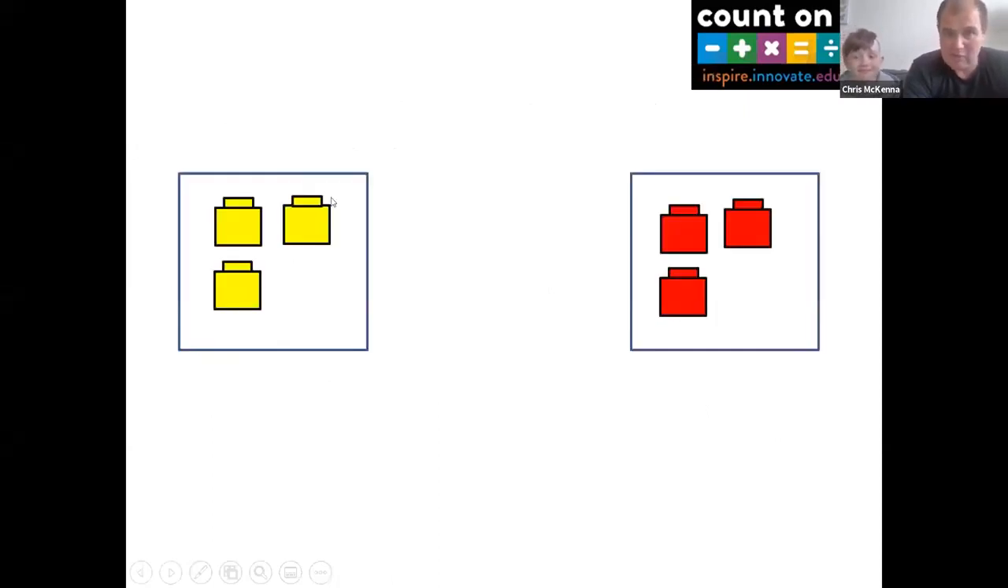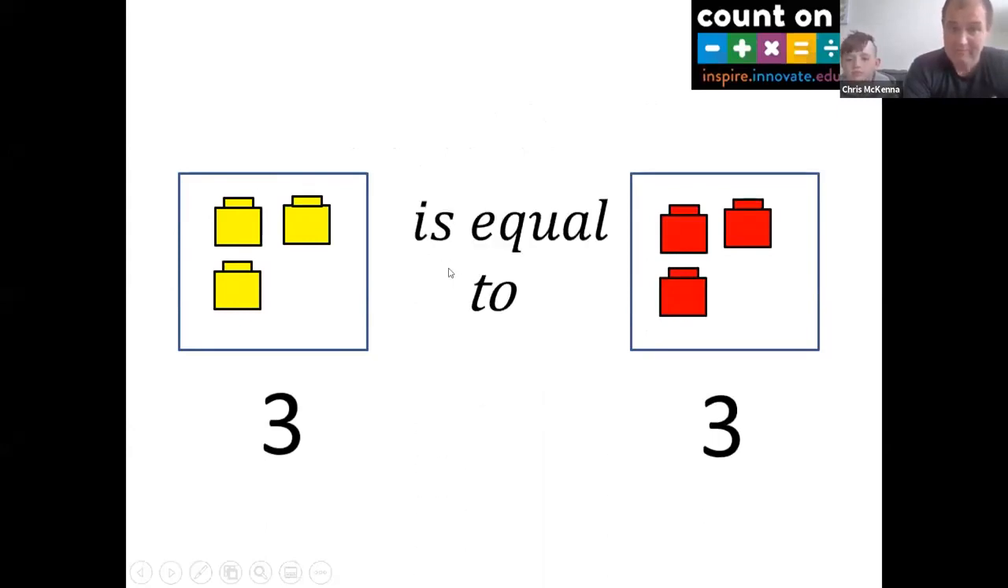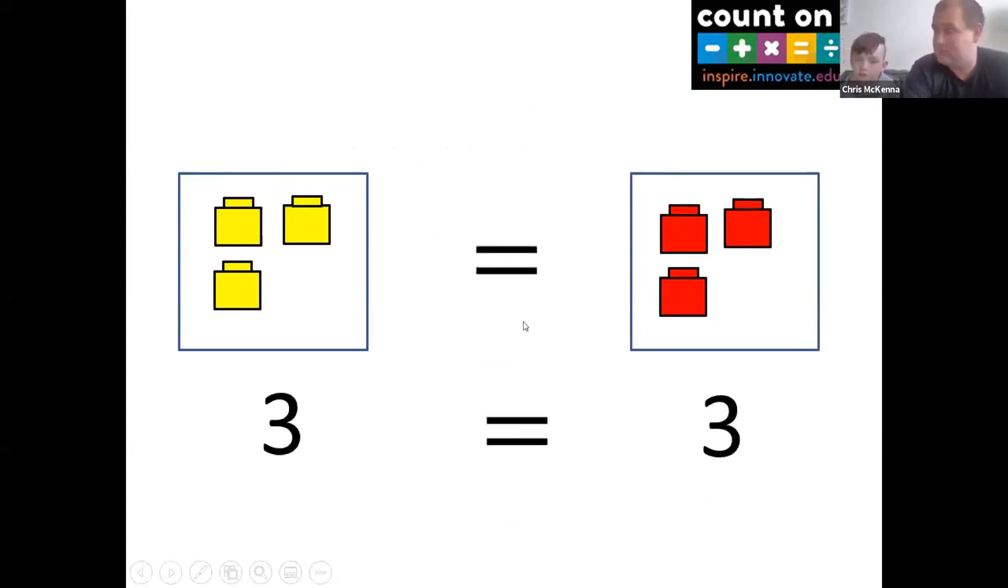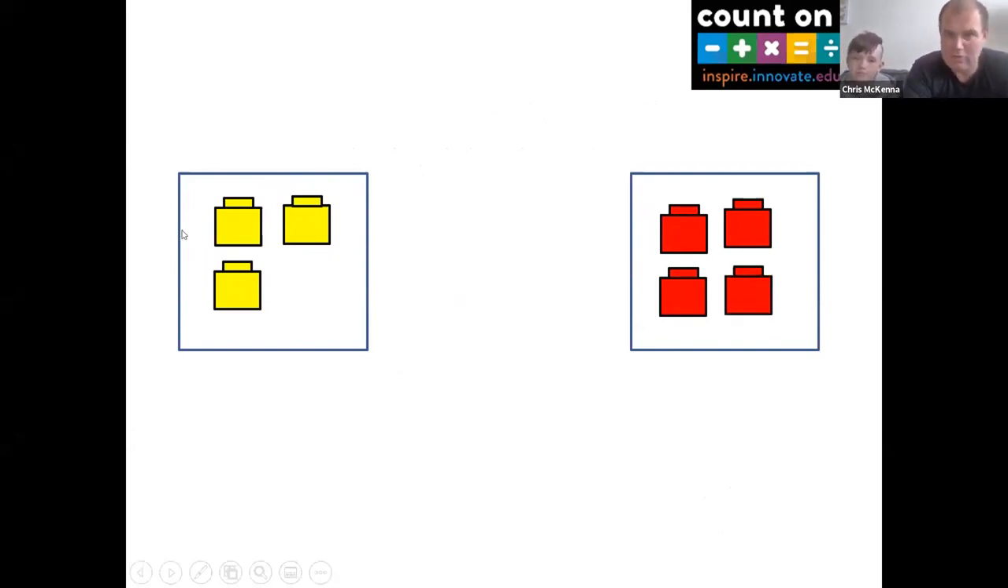So here, how many yellows are there, Austin? 3. How many reds are there, Austin? Is that equal to each other? Yeah. So 3 here, 3 here. The 3 yellows are equal to the 3 reds. So in the middle here, we put 3 equals 3. Make sense? Yes.